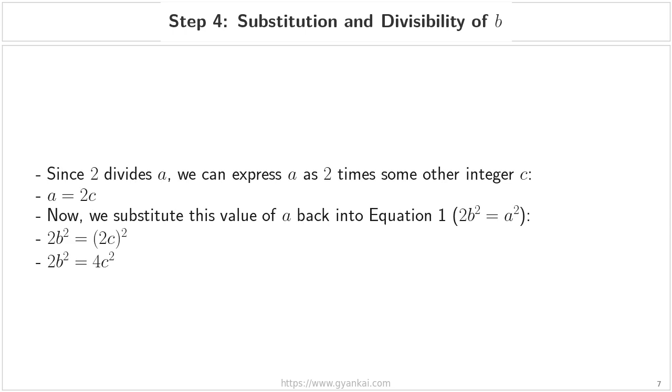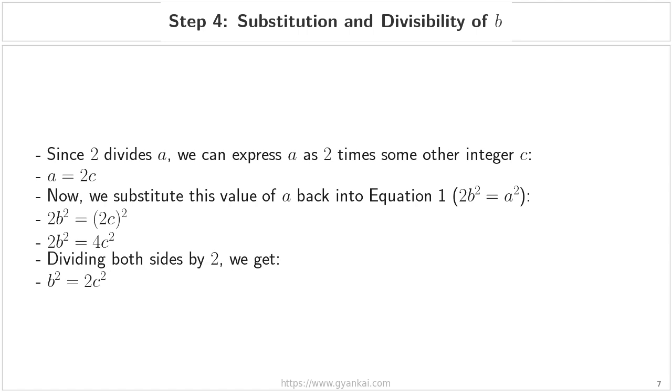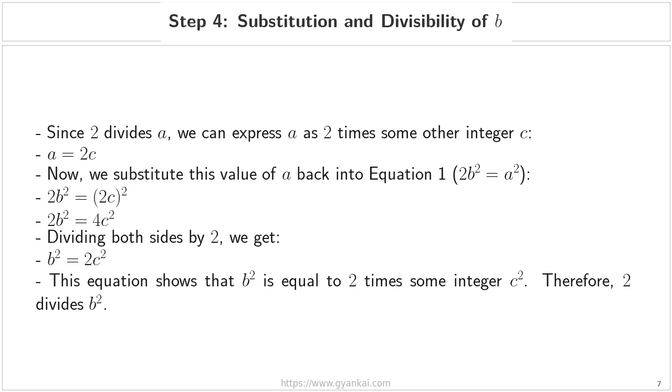Now let's take this new expression for a and substitute it back into our first equation, which was 2b squared equals a squared. When we replace a with 2c, the equation becomes 2b squared equals the quantity 2c, all squared. If we expand that square, we get 2b squared equals 4c squared. To simplify this, we can divide both sides of the equation by 2, which leaves us with b squared equals 2c squared. Take a close look at this result.